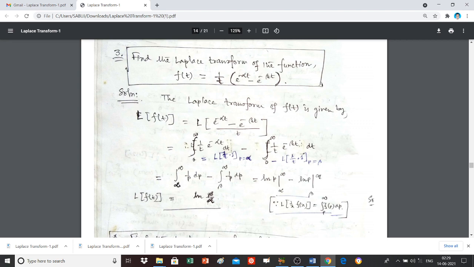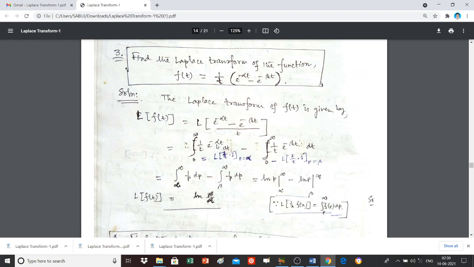So that is equal to integral 0 to infinity, the Laplace transform of this function is equal to integral 0 to infinity of 1 by t e to the minus alpha t dt, minus integral 0 to infinity of 1 by t e to the minus beta t dt. You can write this as, let this be the function f(t), and e to the minus alpha t dt. Just compare this with the definition of the Laplace transform. In that case, the Laplace transform of any function f(t) was integration 0 to infinity f(t) e to the minus pt dt.